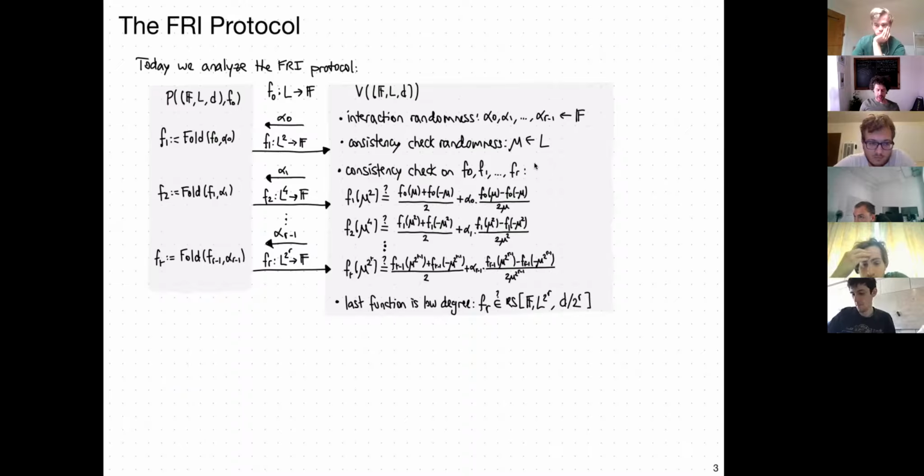And before we get into anything regarding the analysis, now would be a fantastic point to ask any questions you might have regarding the definitions, regarding the model, regarding the protocol. So if anything is unclear at all, please do let me know. So this last point that the last function is low degree, this requires still a check, right?